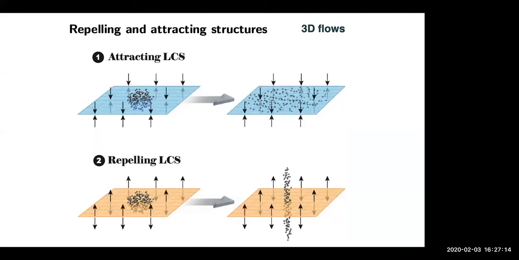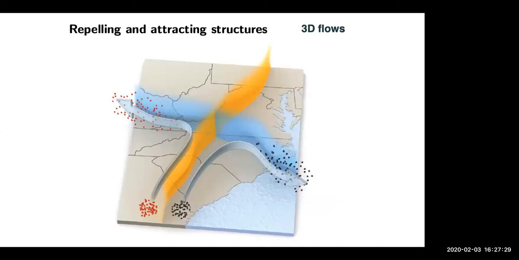In 3D, we have 2D surfaces, and these 2D surfaces have the same kind of effect. If you have a blob of particles, they will spread out along an attracting surface, and they will be repelled from a repelling surface. And then you might have these things coexisting and even intersecting in a flow.